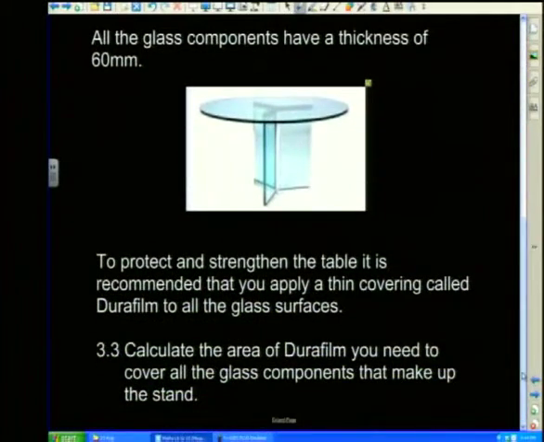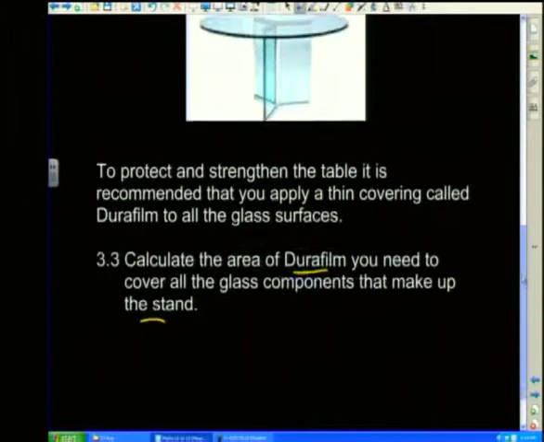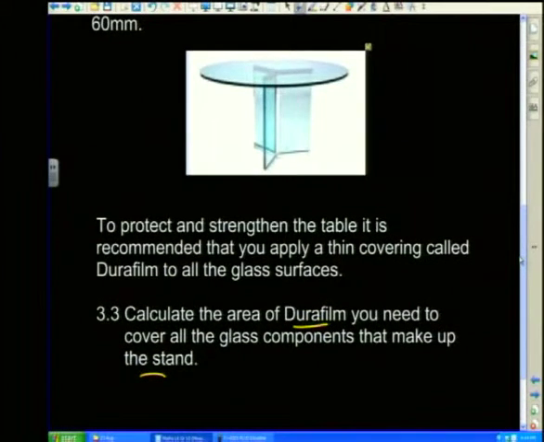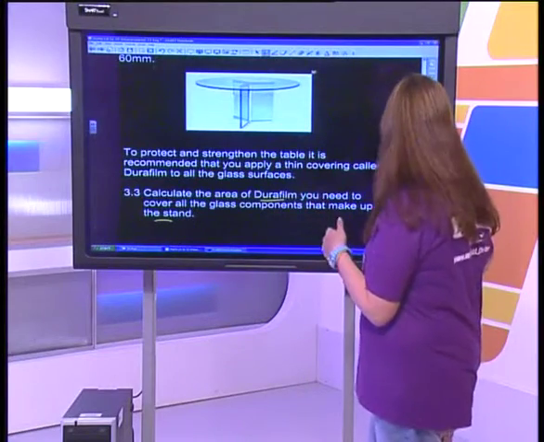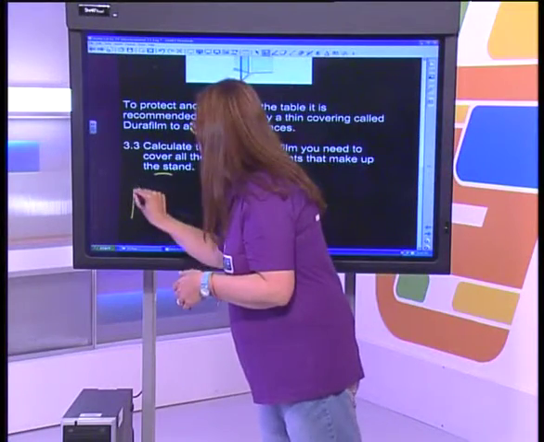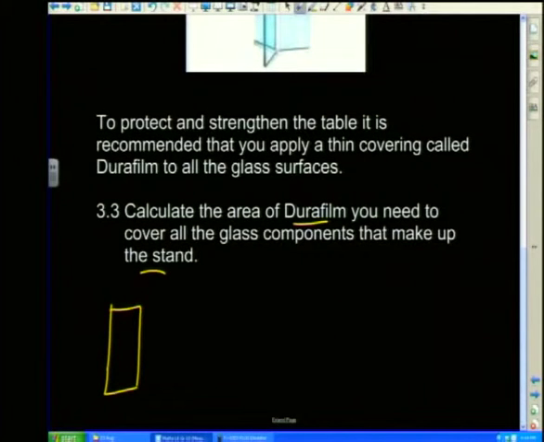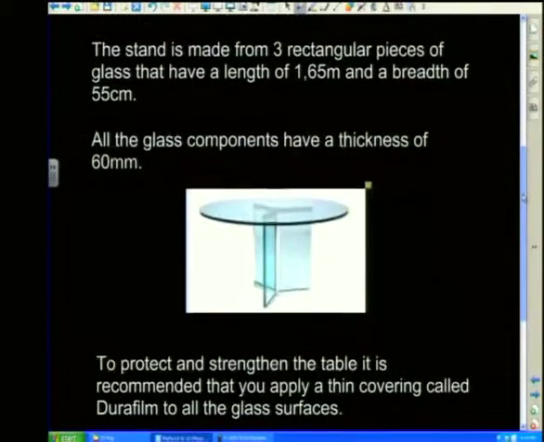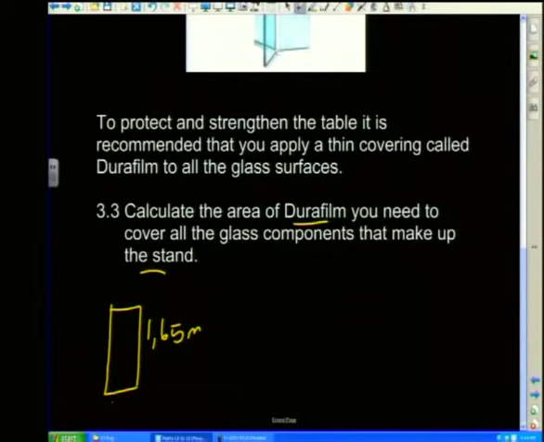Right, the next question says, calculate the area of the Juror film you will need to cover all the glass components that make up the stand. So we're looking at the stand. Our stand has got 3 pieces of glass, but in actual fact, we've got 6 sides to the glass. So we're going to do length times breadth of our rectangle. I always like to draw the little rectangle. So this was 1,65 meters tall, and it was, I think, 55 centimeters in length.